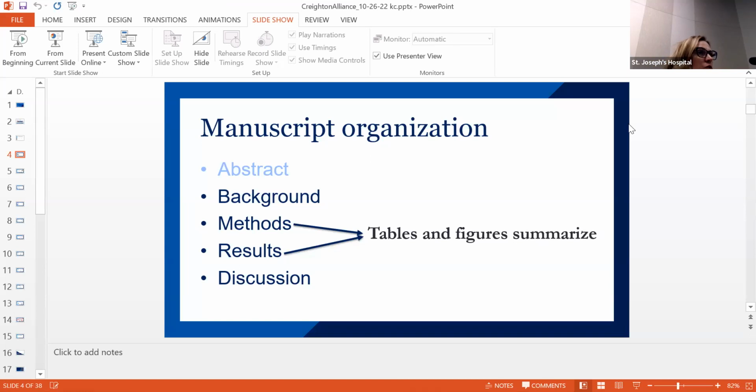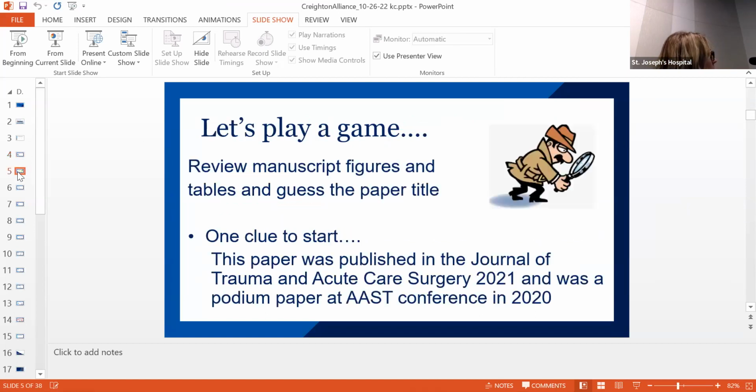So this is how I approach an article, especially because I don't have a clinical degree. A lot of times the science, the medicine behind the article is something that I don't grasp without somebody really telling me what's going on. So here's how I approach things. And I want to make a game out of it today.